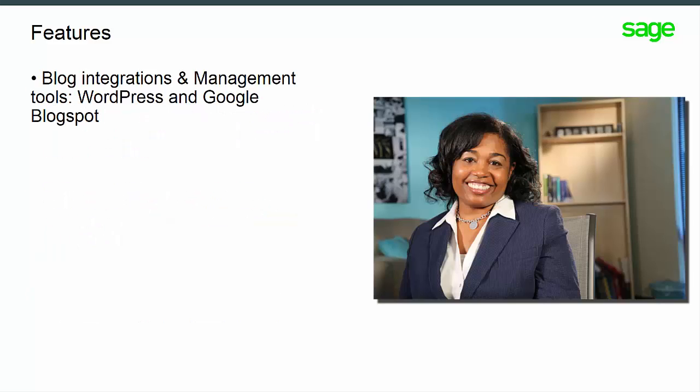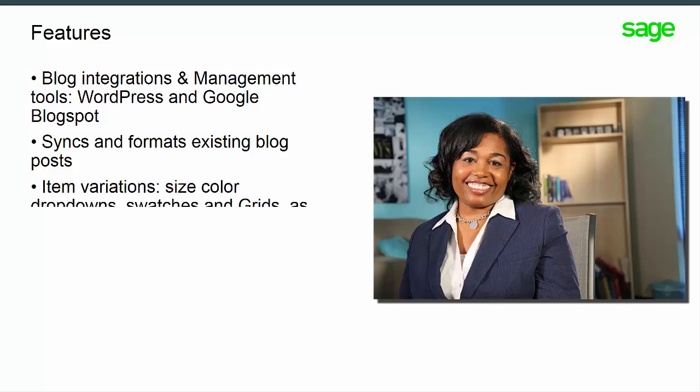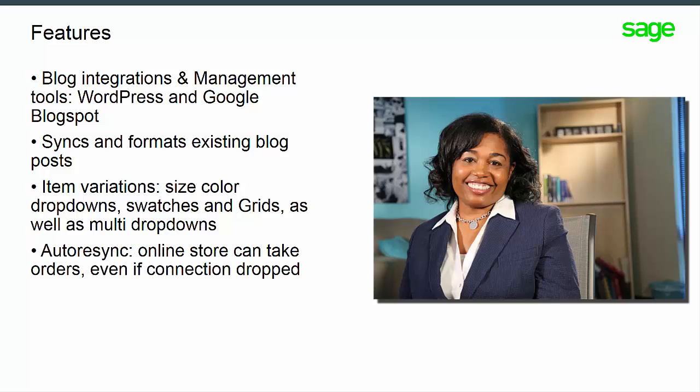You also have blog integrations and management tools, where it can integrate with WordPress and Google Blogspot blogs. You can sync your existing blog posts and comments, and Symphony will automatically format the blog for your design. You can also set item variations. There is support for size, color dropdowns, swatches, and grids, as well as flexible multi-dropdowns for products that require more advanced options.